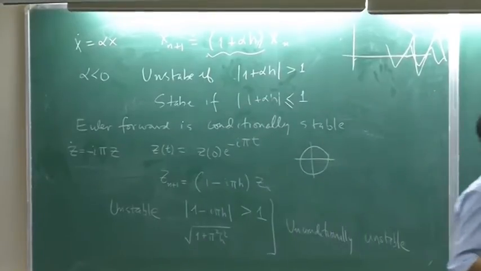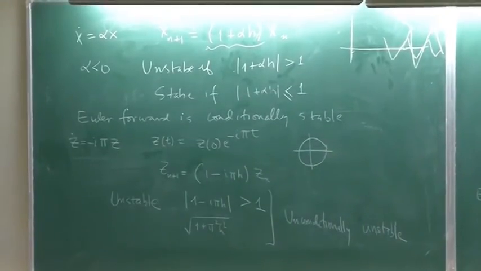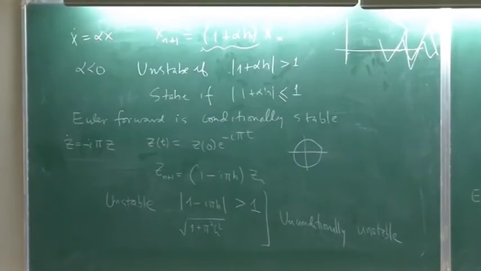So, it is a problem with Euler scheme. For whatever h I choose, my system will grow. I will illustrate all this numerically in the next class, but this is bad news. That is why Euler scheme is not a good scheme.